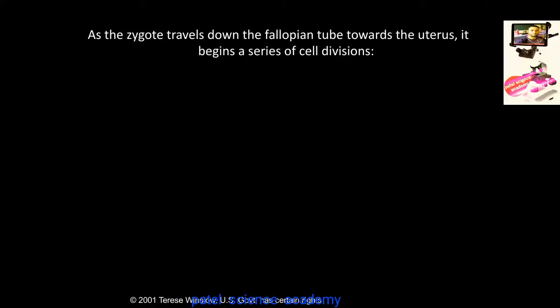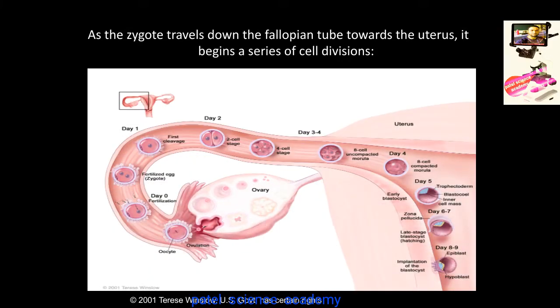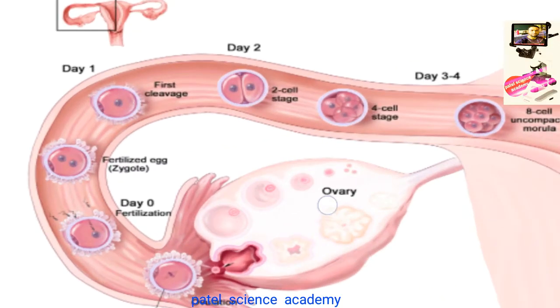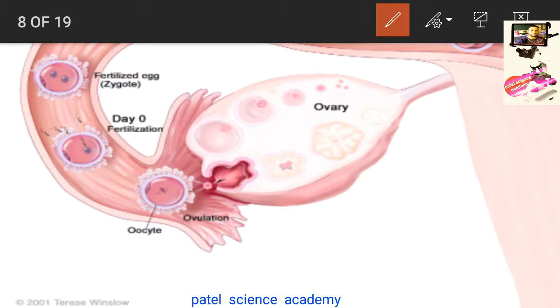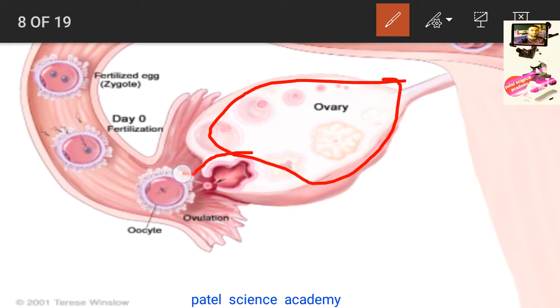So, as the zygote travels down the fallopian tube towards the uterus, it begins a series of cell divisions. So, you can see here the series of changes in this diagram. As you know, student, this is the ovary, and at day number 14 of the menstrual cycle, the process of ovulation takes place, in which the Graafian follicle ruptures and the egg comes out. This process is called ovulation, and this is that oocyte. So then it is ready.